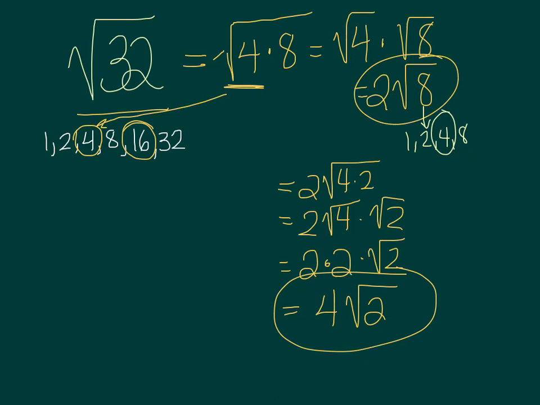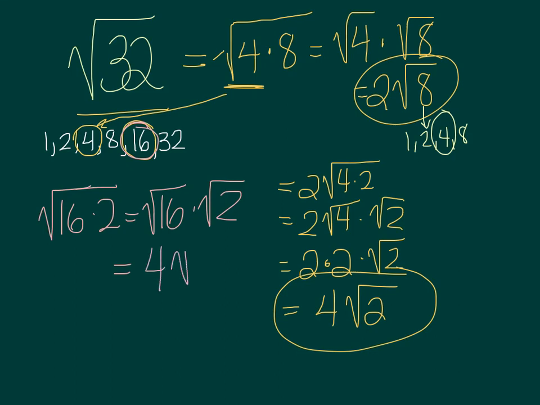So let me just do it quickly with 16. Let's change the color. So let's say I'd picked 16 at first. I would have had the square root of 16 times 2, which simplifies to the square root of 16 times the square root of 2, which would have been 4 square roots of 2. So that was a whole lot less work to get the same answer. So just be thinking about that.